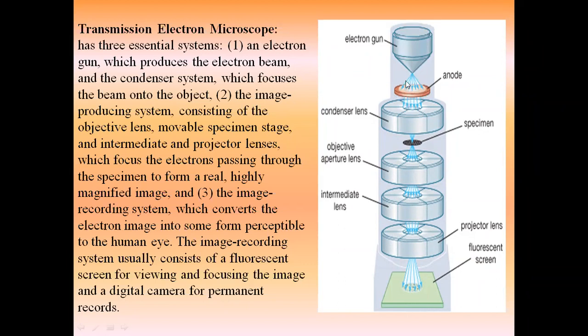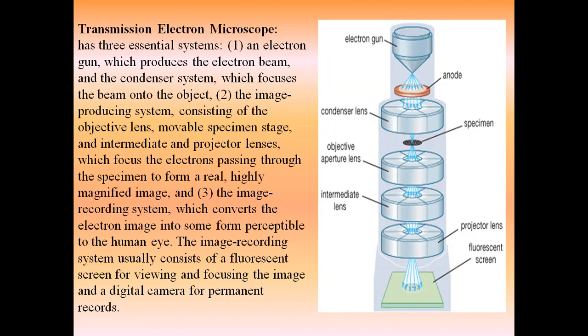From the gun, when the electrons come out, their speed is amplified. For the electrons coming out of the electron gun, there is an anode. What the anode does is increase the speed of the electrons coming out of the electron gun. That is the function of the anode.